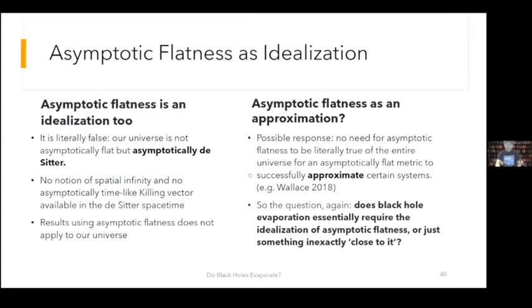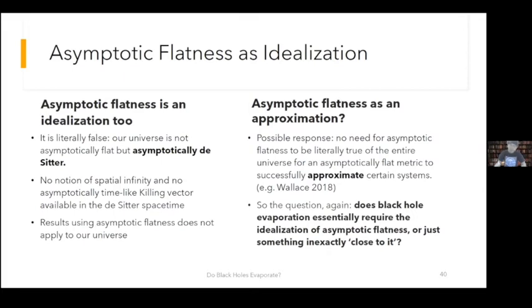But the problem is that asymptotic flatness is also an idealization. Right? Literally, it's false. Our universe is not asymptotically flat; it's asymptotically de Sitter. And there's no notion of spatial infinity available in de Sitter spacetime. I think Britton mentions this in his paper as well. So results using asymptotic flatness do not even apply to our universe if we take asymptotic flatness literally. So again, maybe you can use it as an approximation, and that's probably the answer that most people have in mind, right? You can use it to approximate certain systems. For example, Wall says this.